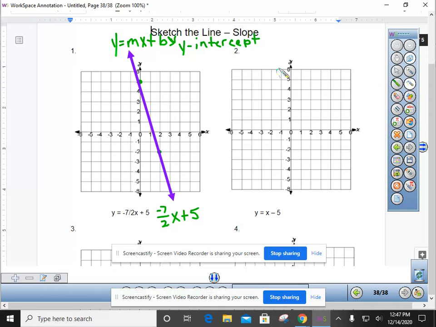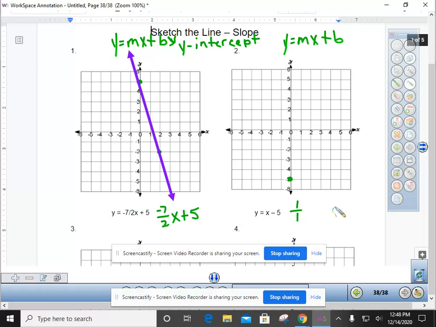Awesome. So again, we have y equals mx plus b. So what is b in this one right here? The y-intercept. What is it? Negative 5. Awesome. So put a dot on negative 5. What is the slope right here? 1. And it has to be in fraction form, so it's 1 over 1.